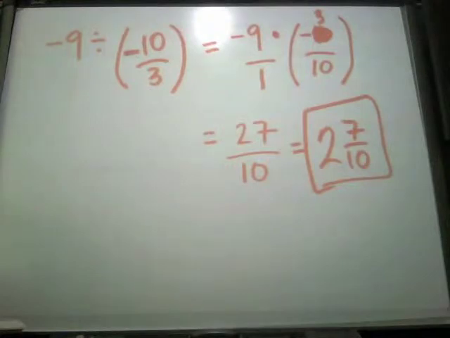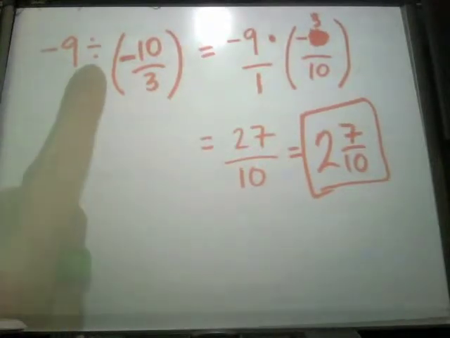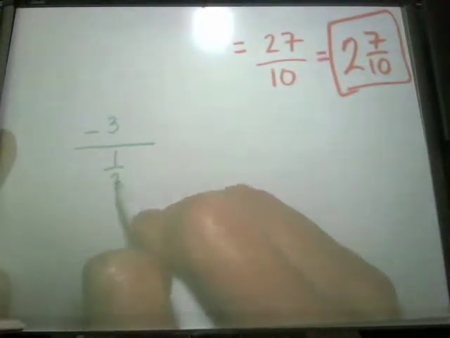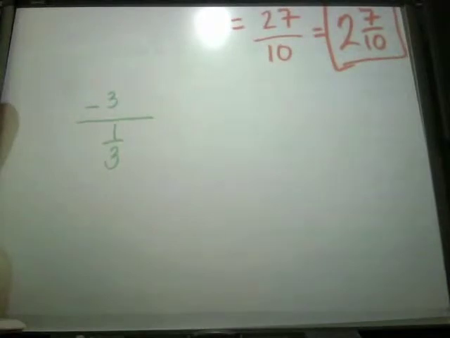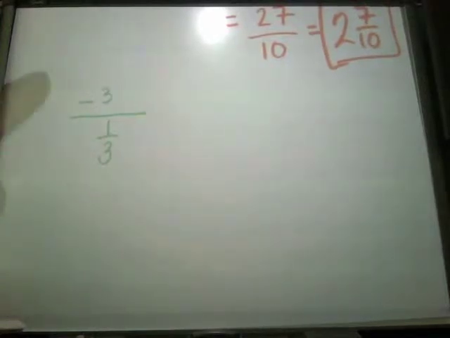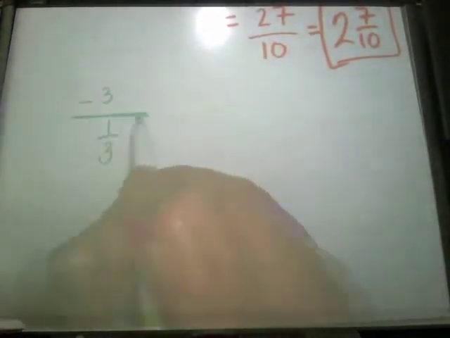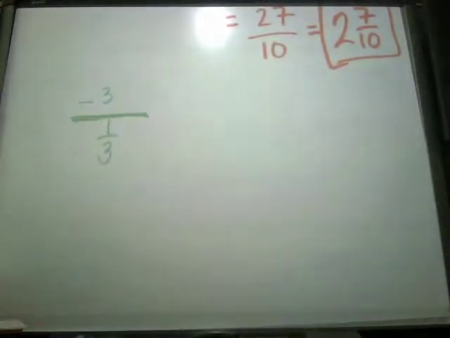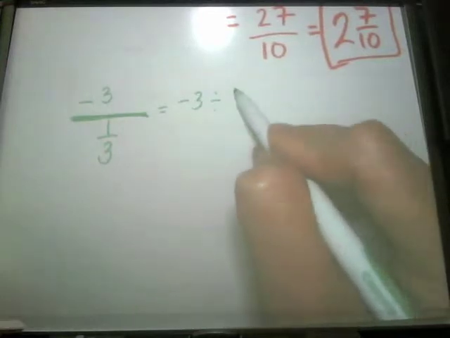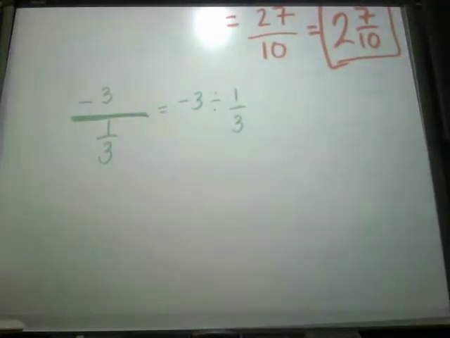Now remember that division, first I showed it with the division symbol side by side here, but it can also be shown using the fraction bar. So something like this. Now in this case I've got a whole number in the numerator and a fraction in the denominator. You could actually end up with both of these being fractions. The idea here is that the fraction bar is a division symbol. So we could rewrite this as -3 divided by 1/3.